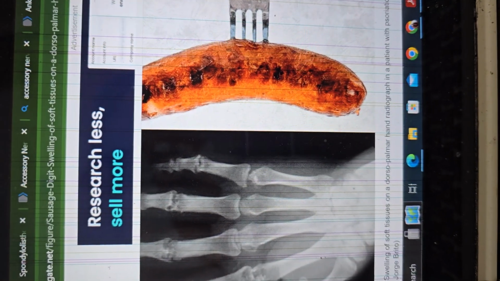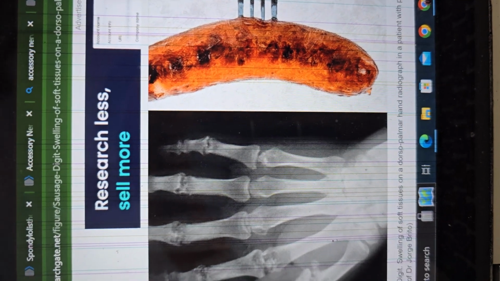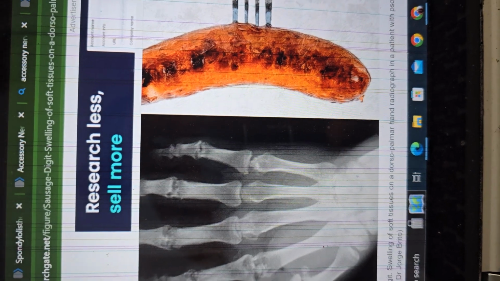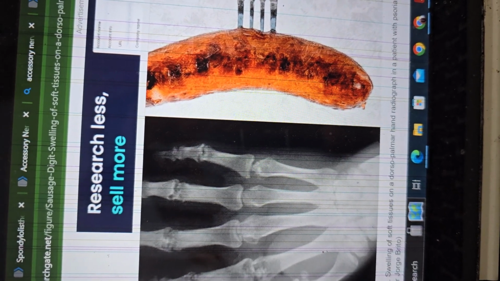enthesitis, and dactylitis, meaning sausage-like digits. I want to show you here how the sausage-like digits look. Actually, I took this picture from the internet. We can see the sausage-like digit, so you can understand the digits become sausage-like in ankylosing spondylitis. This sausage-like digit is seen not only in ankylosing spondylitis but also in psoriatic disease, so it can be combined with psoriasis or psoriatic disease.